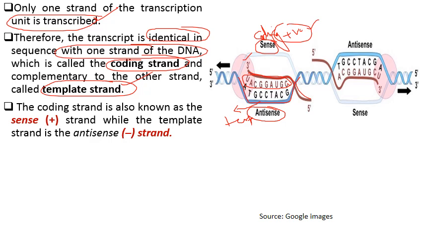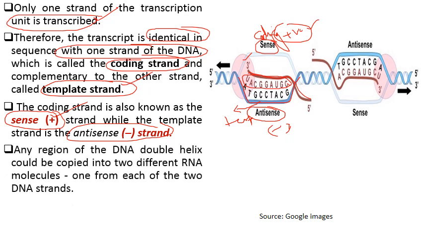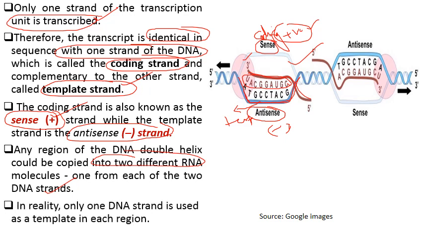So the coding strand is also known as sense strand, or it is represented by a plus symbol, while the template strand is known as anti-sense strand, or it is represented with the minus symbol. Any region of the DNA double helix could be copied into two different RNA molecules, one from each strand of the two DNA strands. So जो DNA के दोनों strands है वो दो RNAs बना सकते हैं, but in reality only one strand will undergo the process of transcription. In reality only one DNA strand is used as template in each region.